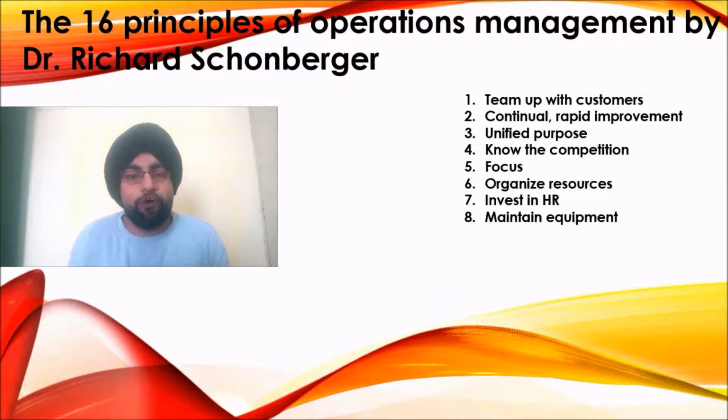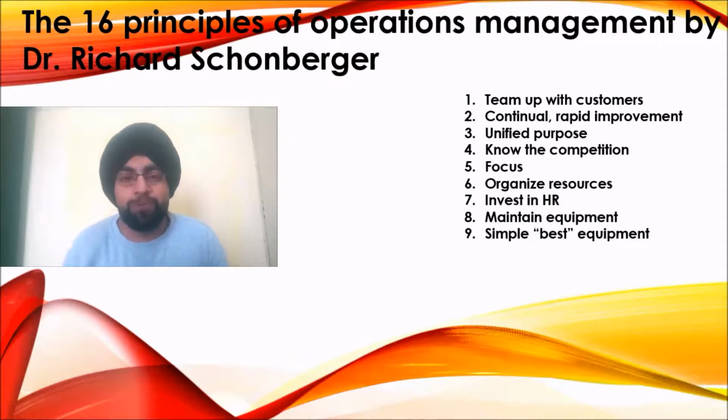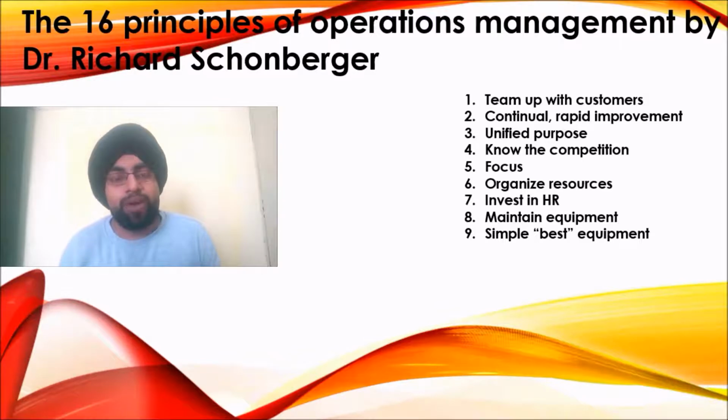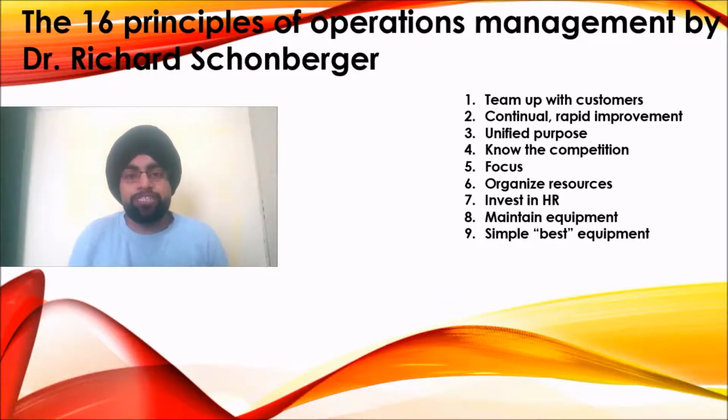The ninth principle of operations management is that of having simple and the best equipment at work. Having simple equipment simply means that complexity should not be involved in that equipment. It should be simple to use with the aim that the quality of the resulting product is maximum. Also, the time required to produce that product is minimum. This will help the company to improve the efficiency of the production and deliver the same product to the customer at a quicker pace. The 10th principle is that of minimizing the human errors.